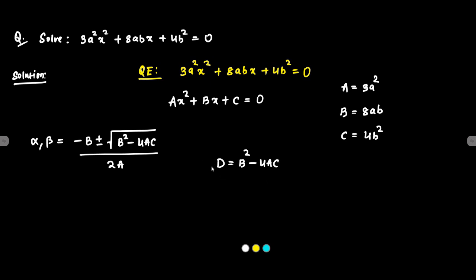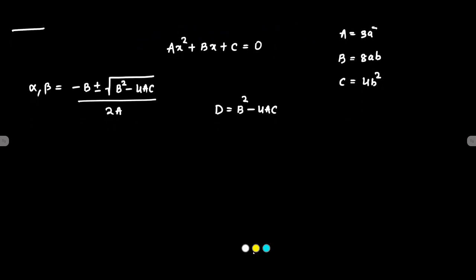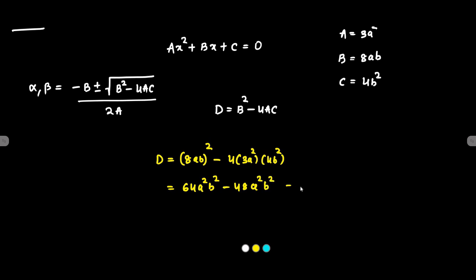Okay, so here we will calculate the discriminant first. So the discriminant b square minus 4ac, 8ab square, that is b square minus 4 into a, which is 3a square, and c is 4b square. So it is equal to 64 a square b square, 8 square is 64, ab whole square is a square b square. So 64 a square b square minus 4 into 3 12 into 4 48 minus 48 a square b square, which is equal to 16 a square b square. So the discriminant is equal to 16 a square b square.